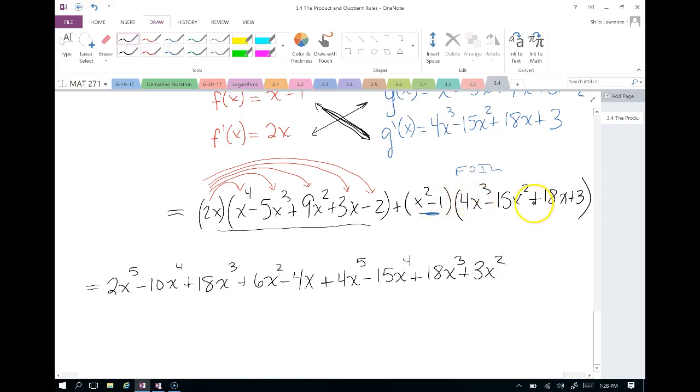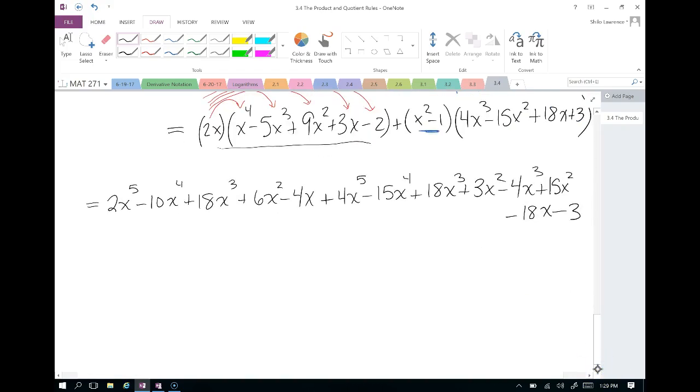And then I need to distribute -1 to all of them, which is just going to change all of their signs. So minus 4x cubed plus 15x squared minus 18x, and I'm running out of room. Let me see. Minus 18x minus 3. And there's lots of stuff here that we can put together. So one more step and we will have our final answer.